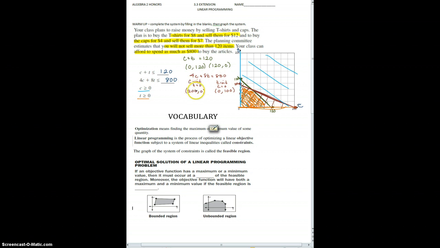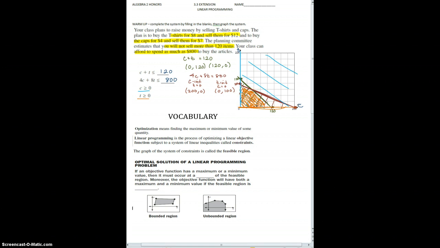For the c-intercept, t equals 0. So if that goes away, I'm left with 4c equals 800. Dividing both sides by 4, I get c equals 200. Repeating the same steps for the t-intercept, I get (0, 100). You'll notice that by about the fourth graph, I stop shading in completely and only start shading in the area that matters. For us, we will focus on this area.